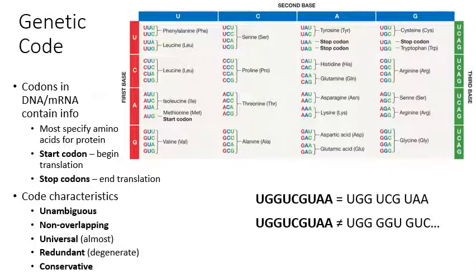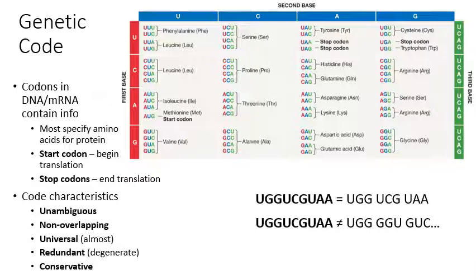There are 5 characteristics of the genetic code. First, it is unambiguous. That means that each codon always means the same thing. So AUG always means methionine. It never means leucine or arginine or any other amino acid. It only means that one. So every codon always means the same thing. That is unambiguity.